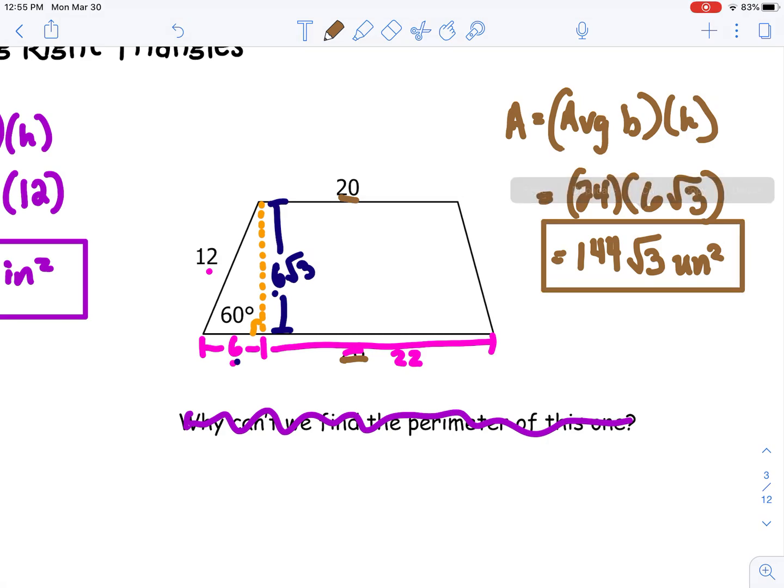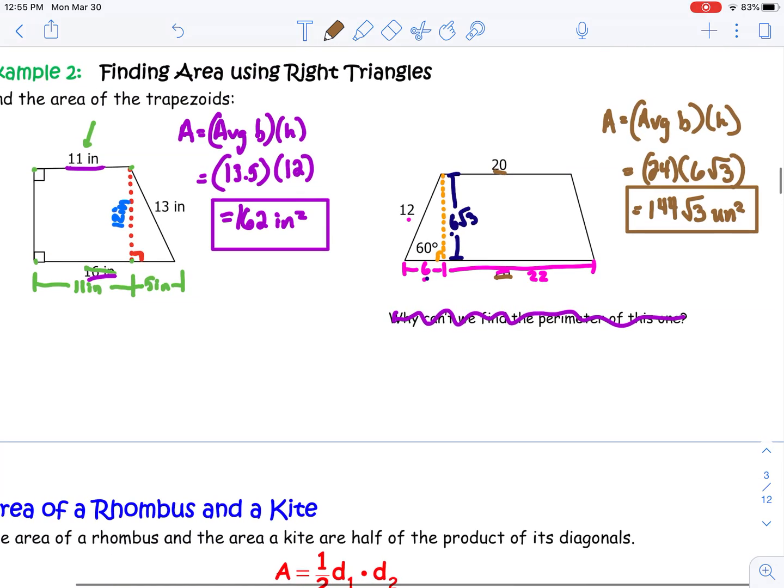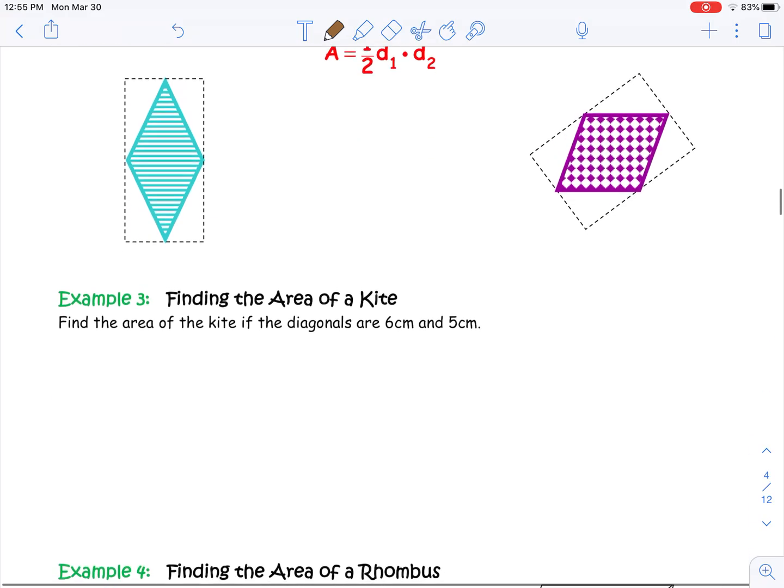So again, what I want you to notice is that the area of a trapezoid is just like the area of a quadrilateral, or in particular of a parallelogram. The only difference is we might have to use our special right triangle rules or some of those tools in our toolbox in order to actually find the heights or the bases that are relevant. Now, the last formula we're going to talk about today is the area of a rhombus and a kite.